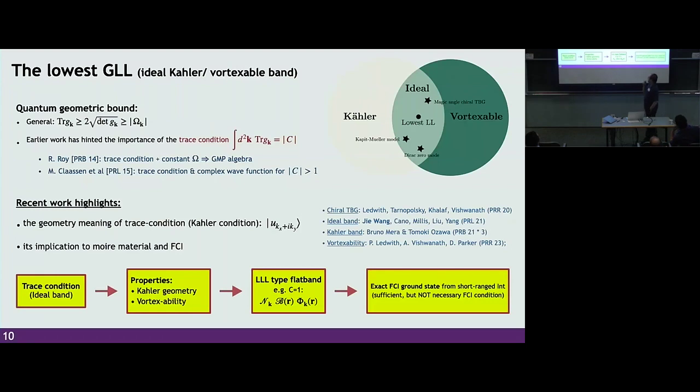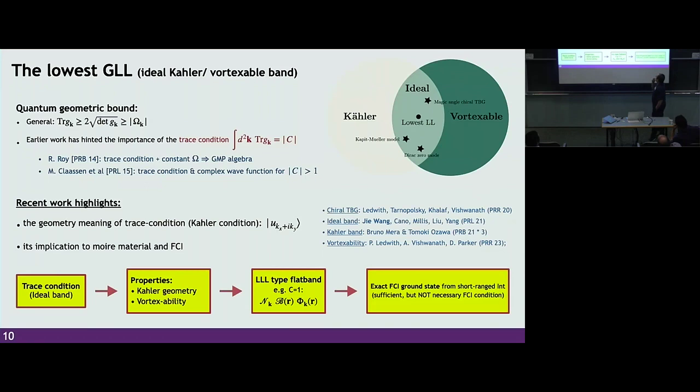The vortexability of the wave function form will directly imply that the trace condition is a sufficient condition for exact fractional Chern insulators if you have exactly flat bands and short range interaction. But I want to emphasize that this is not a necessary condition for FCI, because FCI is a robust topological phase. It can exist beyond bands that satisfy the trace condition. There are many concrete examples that FCI doesn't require the trace condition. But it's true that the trace condition will directly imply FCI. So the trace condition is a sufficient condition for an exact FCI ground state.